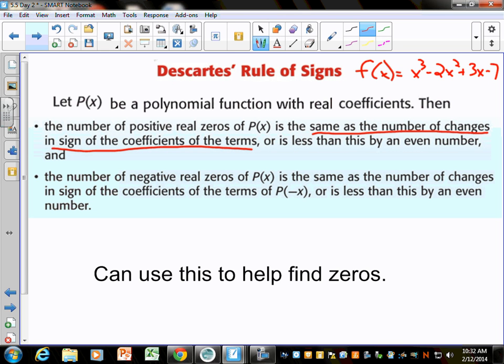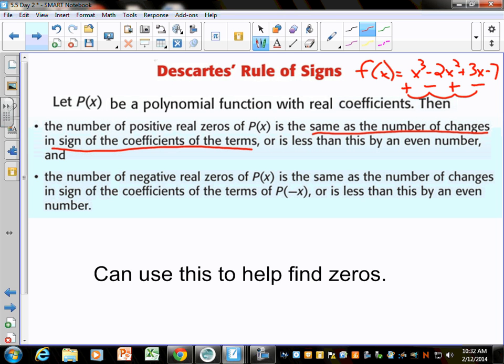To find the number of positive real zeros, you just look at the signs. That's why it's called the rule of signs. Do you agree that this is a positive number, this is a negative number, this is a positive number, and this is a negative number? And you just count how many times it changes sign. Does it change sign here, positive to negative? Yep. Here, negative to positive? Yep. Here, positive to negative? Yep. So it changes signs 1, 2, 3 times.